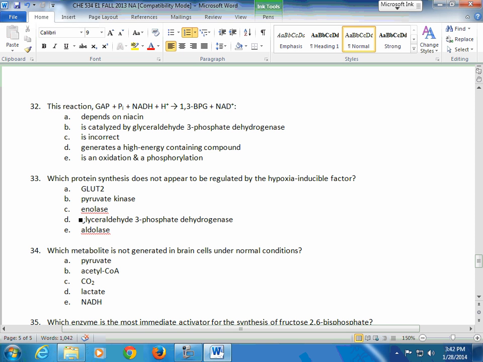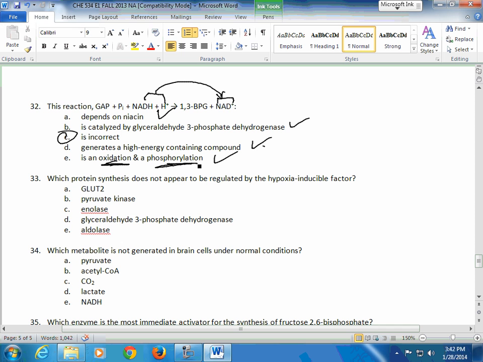So in every test, there's pretty much one where you need to know the full reaction for it. This is the one. So you have to know that this is incorrect. You have to switch this with NAD+ here. Everything else about reaction number 6 is correct. So key takeaway: oxidation and phosphorylation.